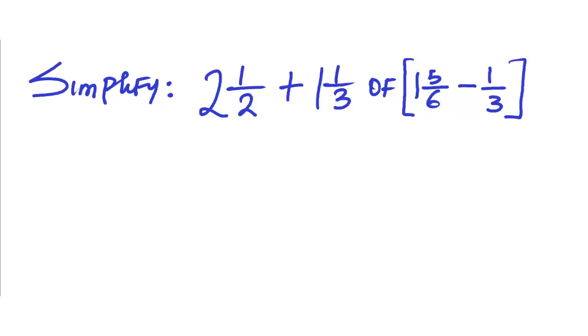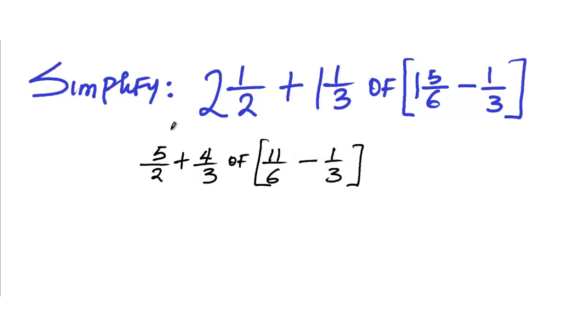So for this one, we have 2 times 2, that is 4, plus 1, that is 5. So we have 5 over 2, then plus 3 times 1, 3 plus 1, 4. That is 4 over 3 of, then open bracket, 6 times 1, 6 plus 5. That is 11 divided by 6, then minus 1 over what? Over 3.